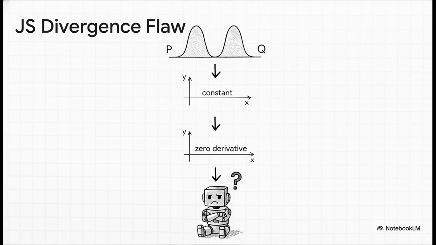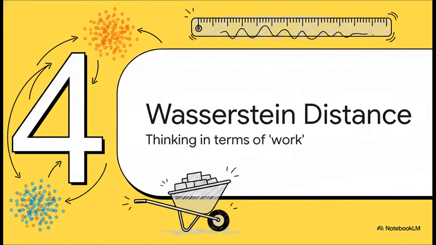And the problem with a constant number is that its slope, or its gradient, is 0. This means the AI gets no signal, no hint about which direction to go to get better. It's like being lost on a perfectly flat, featureless plane. You can walk for miles, but you have no idea if you're getting any closer to your destination. The learning just stops. To solve this vanishing gradient problem, we have to fundamentally shift our perspective.